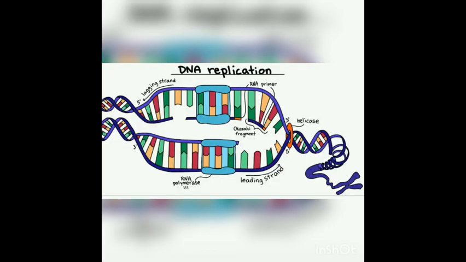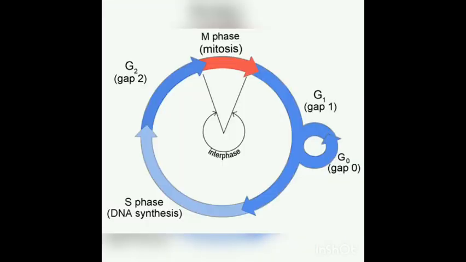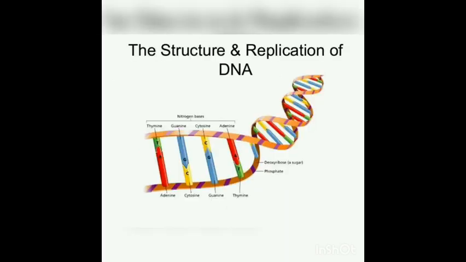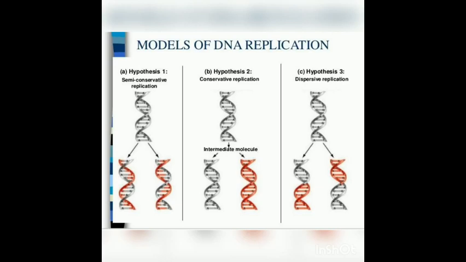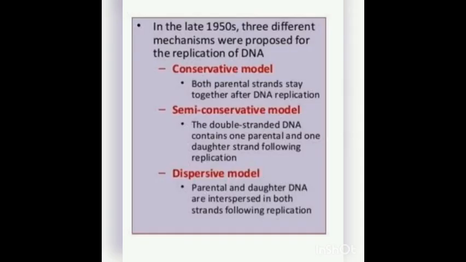Replication of DNA takes place during the S phase of the cell cycle. During replication, each DNA molecule gives rise to 2 DNA molecules, identical to each other as well as to the parent molecule. There are 3 hypotheses of DNA replication. They are conservative replication, dispersive replication, and semi-conservative replication.